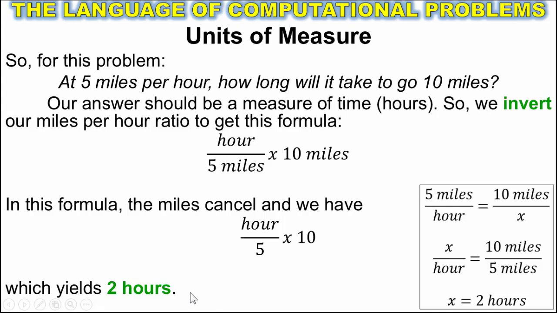By inverting the ratio or fraction, the miles cancel out and thus leaves behind the hour unit. In Algebra 1, we learned ratio and proportion, and it does the same thing. It will calculate the answer 2 hours. Inverting the fraction or ratio is a shortcut.